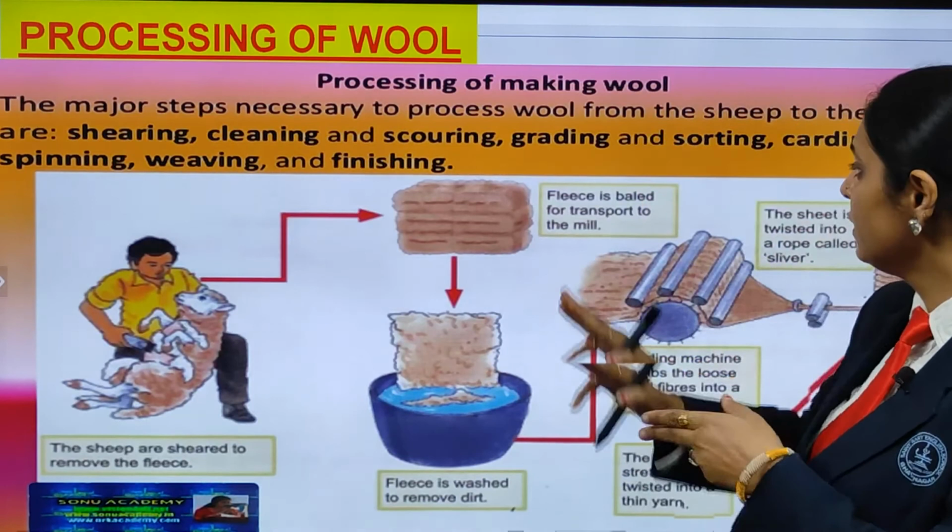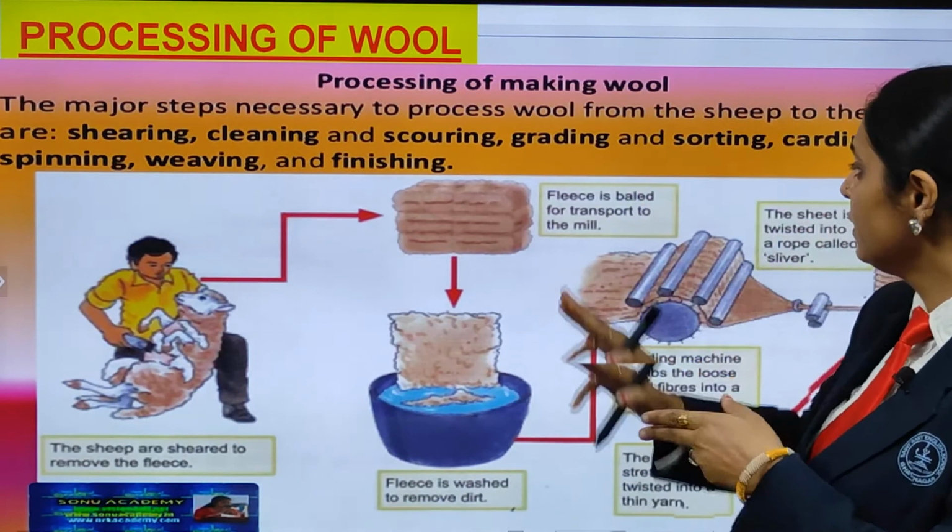So this is all we have studied: shearing, taken out with the help of a razor; scouring, washed and dried and cleaned; sorting, clean the hair, sent to the factories; burr is removed, small round structures; then if you want to dye it into a different color, you may dye it; and finally making the yarn. This is how the raw dirty greasy sheep wool looks.